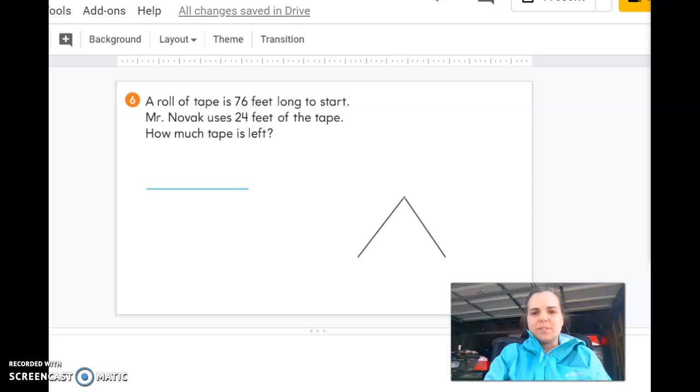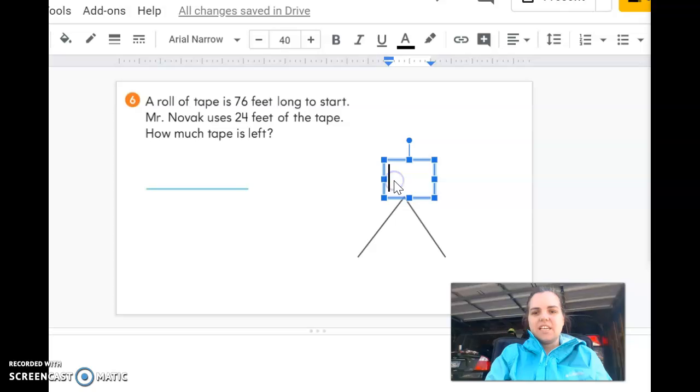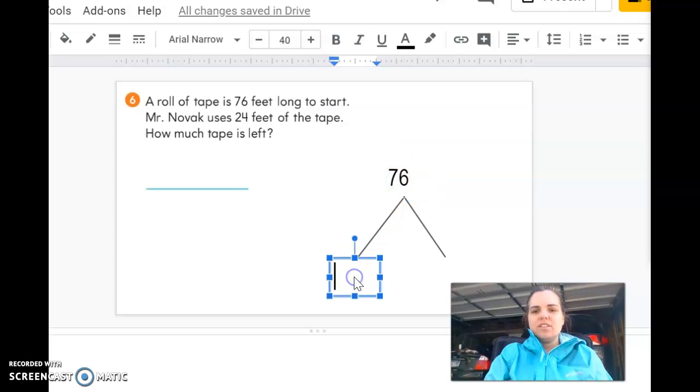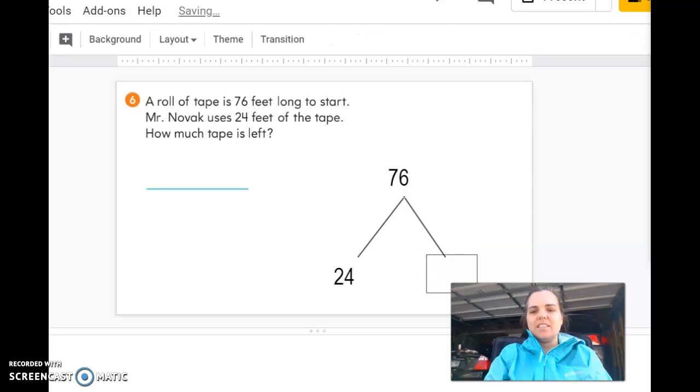All right, let's look at number 6. A roll of tape is 76 feet long to start. Mr. Novak uses 24 feet of the tape. How much tape is left? So how much total tape did he have to start? Yep, 76. So that goes up at the top. How much did he use? 24. And so then our unknown is how much does he have left? I want you to hit pause to figure out how to solve this, then hit play to check your work.